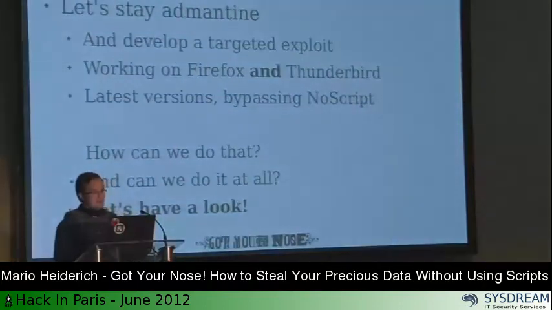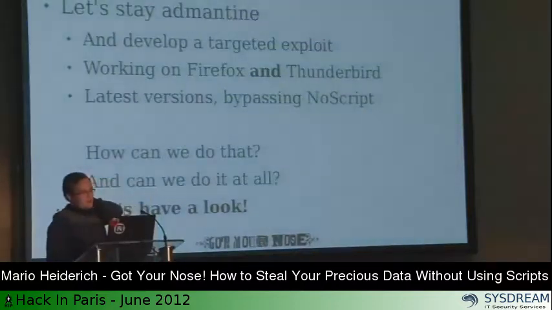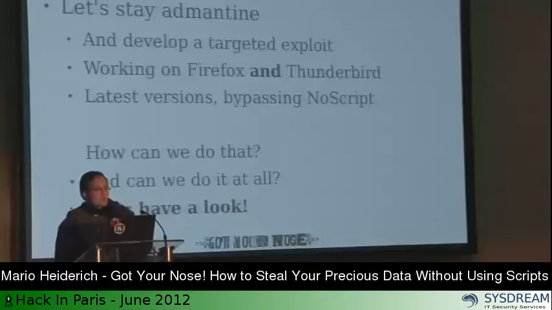We really want to pwn Bob, right? Let's develop a targeted exploit against Bob. We really want to have his data. This exploit needs to be working on Firefox, and ideally on Thunderbird. It should also be bypassing the latest versions of NoScript, because that sucker uses NoScript. But how can we do that? Can we do it at all? Maybe we can. Let's have a look.